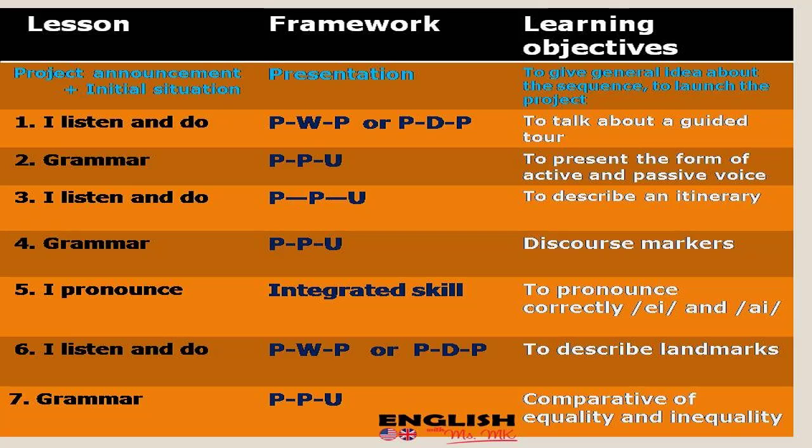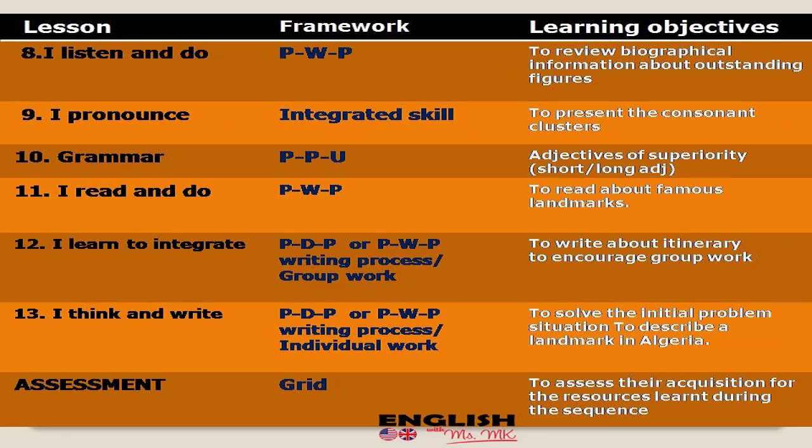Just after we deal with discourse markers. So here discourse markers, I'm talking about the chronological markers. First, second, third, etc. Then we have I pronounce, so presenting the 2 diphthongs A and I. Then I listen and do, describing landmarks. Then grammar, comparative of equality and inequality. Then you have listen and do to review.